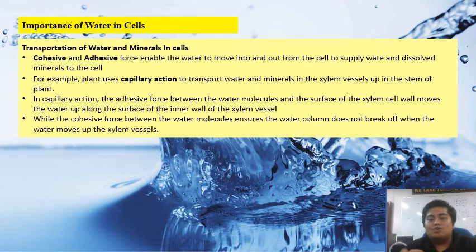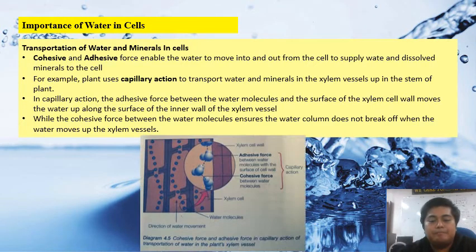So dengan bantuan adhesive force ni, dia dapat membantu untuk menaikkan air itu daripada bawah ke hujung. Sebab kita ingat yang bawa air daripada akar ke atas adalah kita punya xylem. So while the cohesive force between the water molecule ensure that the water column does not break off. Sebab dia tak nak bagi kita punya water column dalam kita punya xylem vessel tu pecah. Sebab apa? Sebab kalau pecah dia akan kacau kita punya sistem.